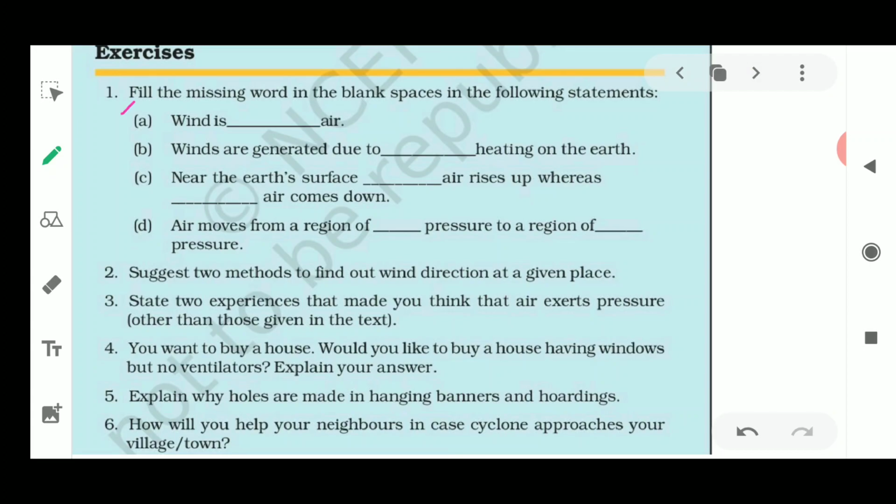The first one is that wind is a dash air. So it's very easy. What is wind? Wind is moving air. So in the first blank you will fill the word moving. Okay, next, B: the winds are generated due to dash heating of the earth. This we have seen, it is because of uneven heating on the earth.